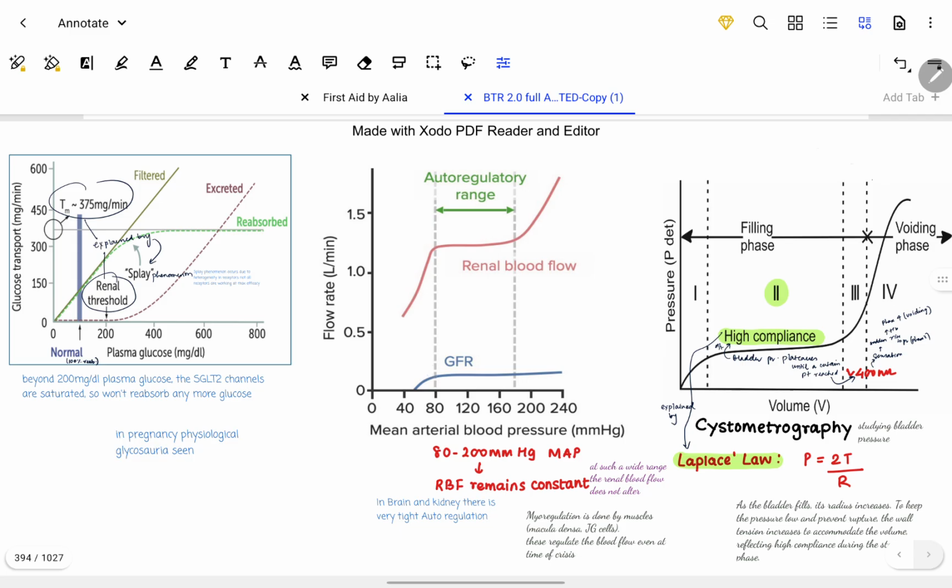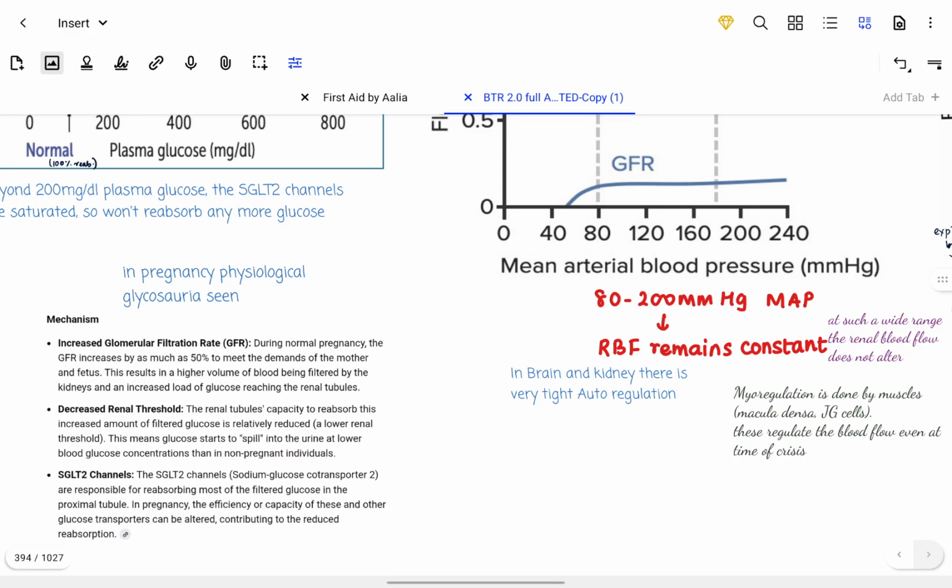In pregnancy, physiological glycosuria is seen because of increased GFR. During normal pregnancy, the GFR increases by as much as 50% to meet the demands of the mother and the fetus. This results in an increased volume of blood being filtered, and the renal plasma flow increases. So there is an increased load of glucose reaching the renal tubules. It's obvious that the transporters will saturate and some glucose will enter the urine, but it's not pathological. It's a physiological condition because GFR is increasing.